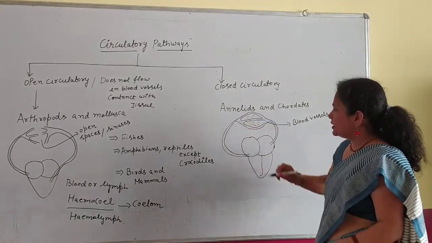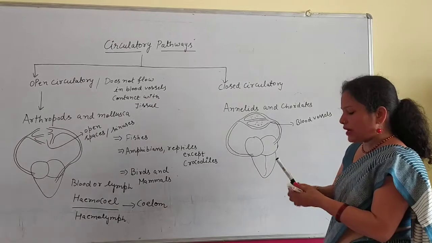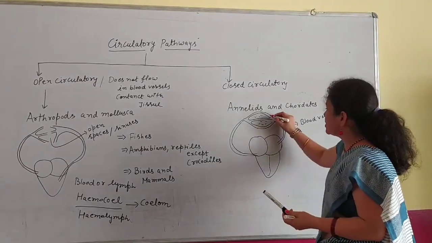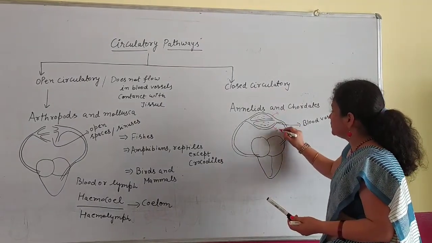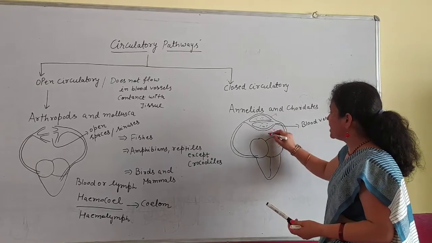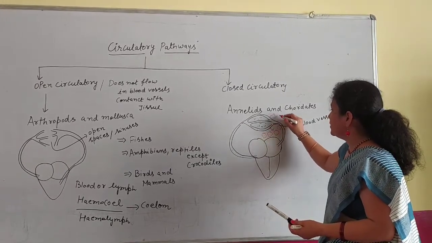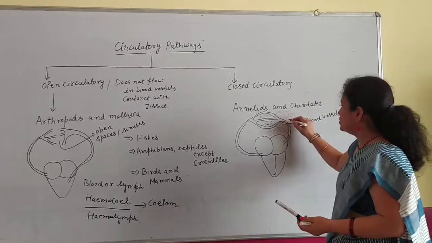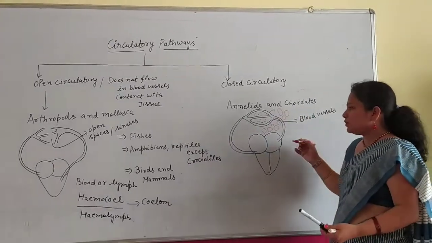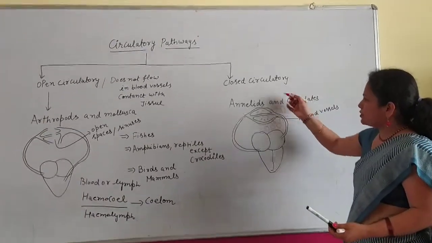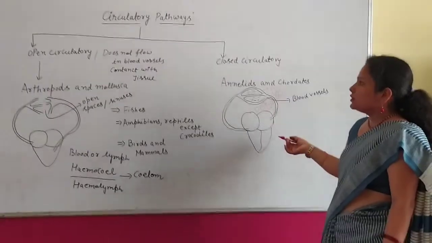So it flows in the blood vessels, and if there is a requirement, only from the surface of the blood capillaries there will be the exchange of gases between the cells. So it will not come in contact with the tissue. So that is about the closed circulatory system.